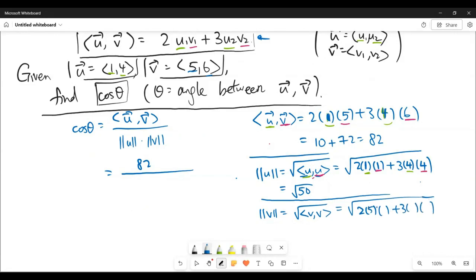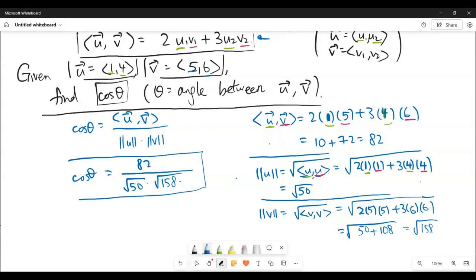So it's 5, 5, 6, 6. Anyway, please do the calculation yourself. I think it's 50 plus 108, and it's 158. So the norm of U is square root of 50, and the norm of V is square root of 158. Of course, you can use a calculator to simplify this numerical answer a little bit. And that's the end of this exercise.